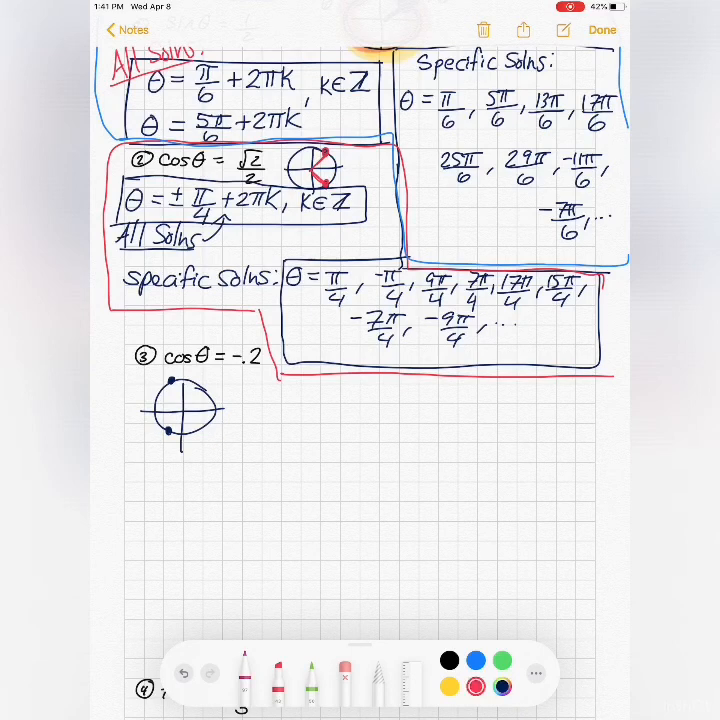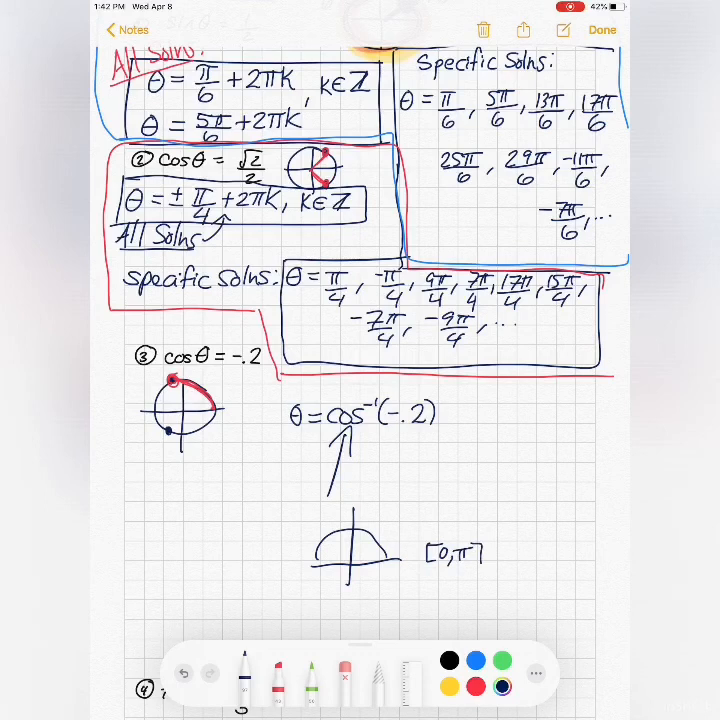Now, to get this first angle, couldn't I enter into the calculator inverse cosine of negative 0.2? Because remember, the range of inverse cosine was the top half of the circle, right? So that's going to give me that angle that's in the top half of the circle. So if I just add my 2 pi k in there, I'm actually going to have all the occurrences of this first point here.